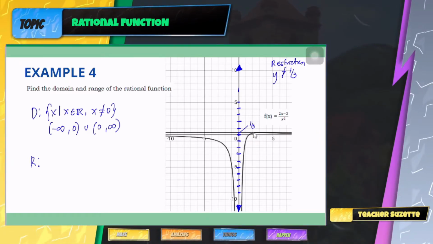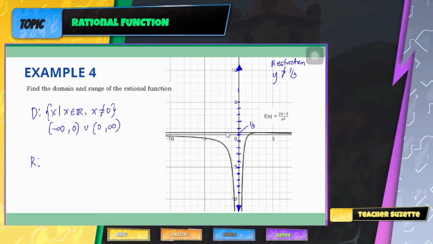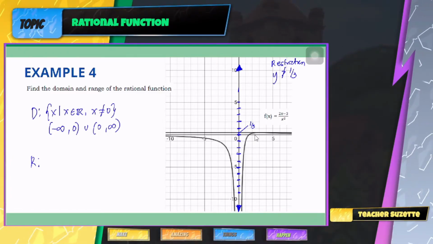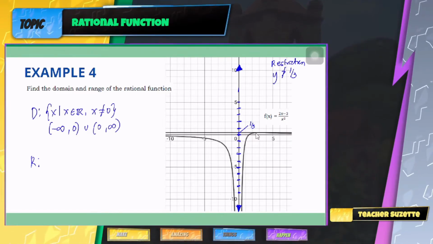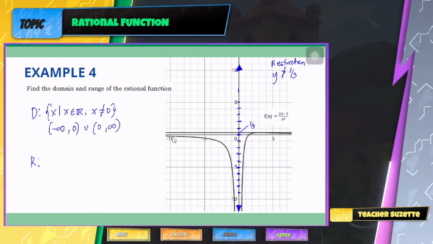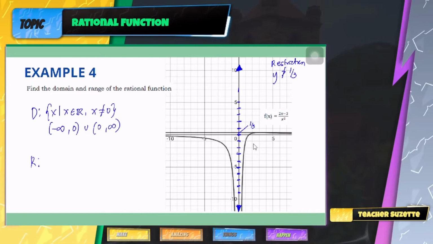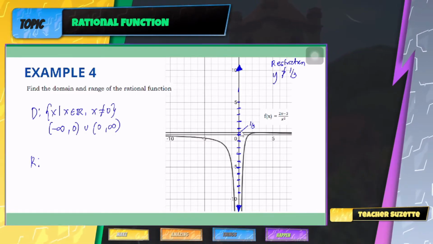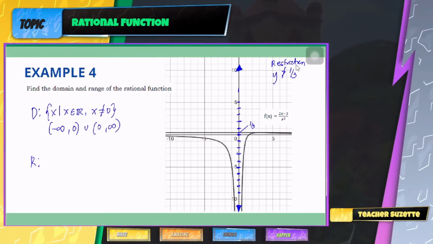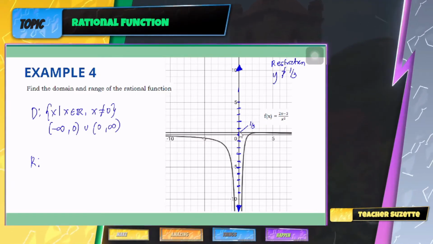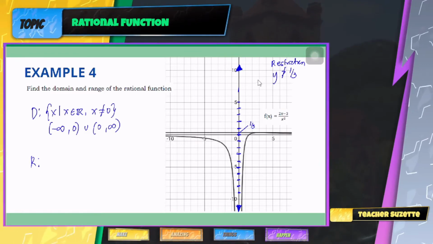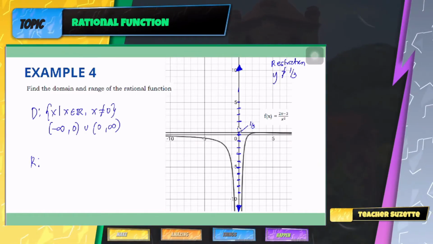Mapapansin mo na yung graph mo will only approach but will not. Ayan, actually, nag-touch din siya. However, mapapansin mo the rest of the solutions or the part of the graph is below. So that is why the restriction po ng iyong y is the values that are greater than 1/3. So hindi siya part ng iyong range.